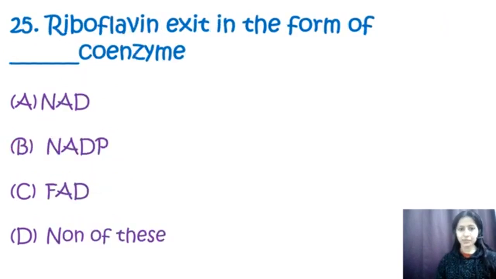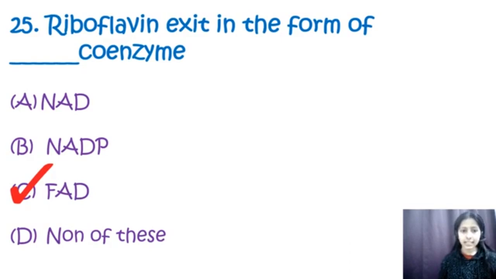Number 25. Riboflavin exists in the form of which coenzymes? Option A, NAD, option B, NADP, option C, FAD, and option D, none of these. So the correct option will be option C, that is FAD. Riboflavin actually exists in the form of FMN, that is flavin mononucleotide, and flavin adenine dinucleotide, FAD coenzymes. These coenzymes are also involved in a variety of flavoprotein enzyme reactions, which include those that affect the energy nutrients in the citric acid cycle and in the electron transport system.